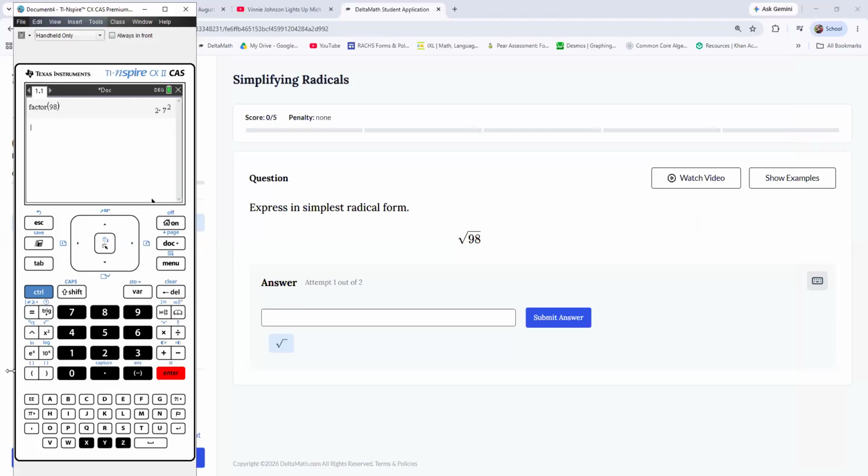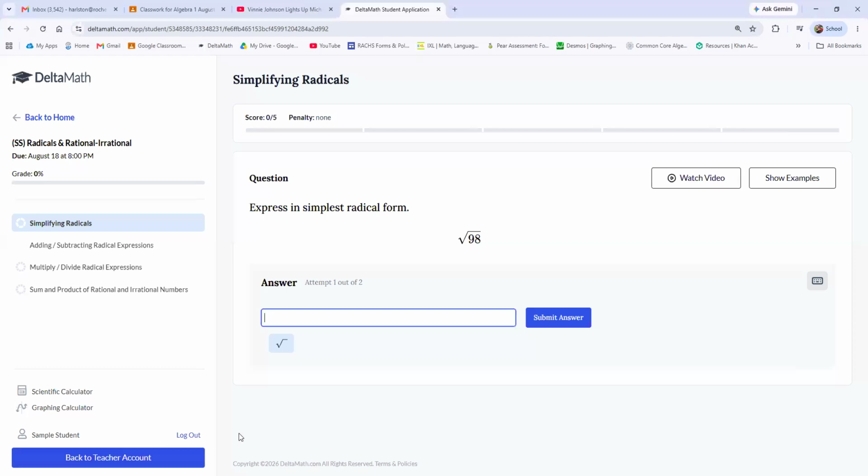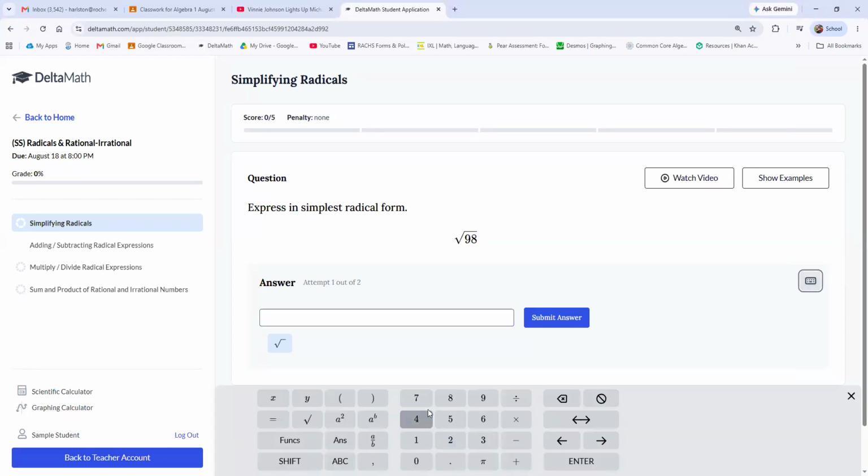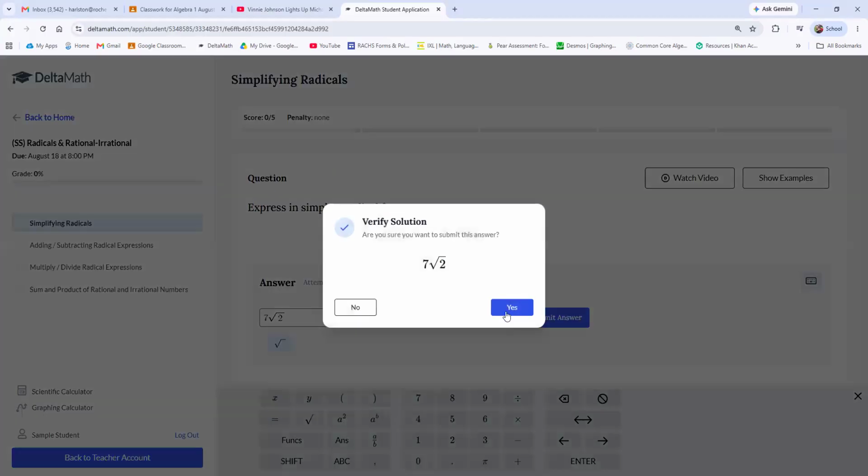But now what I want to show you is all you have to do with the CAS version is you just type the square root and it'll simplify it. So this is much simpler. So this would be 7 square root of 2. All right, let me do another one.